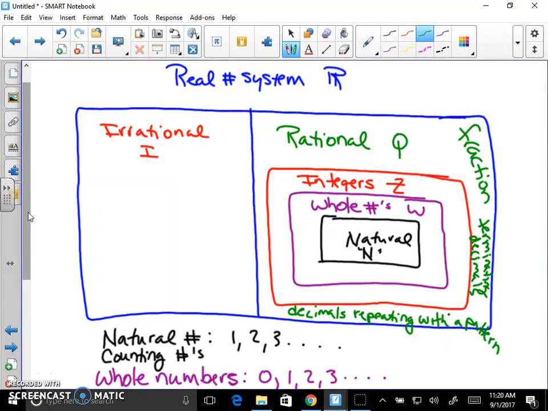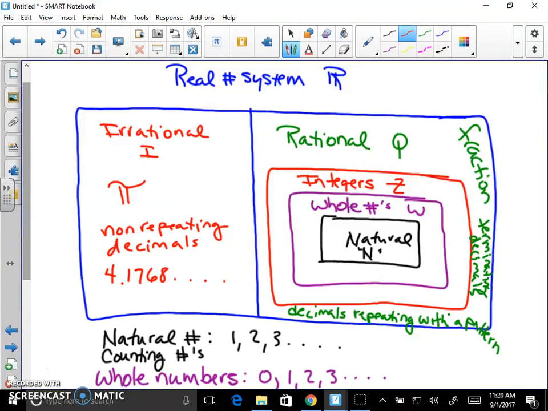Your irrational numbers, those are things like pi. Okay? They're non-repeating decimals. Example, 4.1768. I don't see any number right there that's repeating right now. It's not indicated. And I honestly don't know what the next number is. Do you? If you don't know what that next number can be by looking at that number, it's automatically irrational.